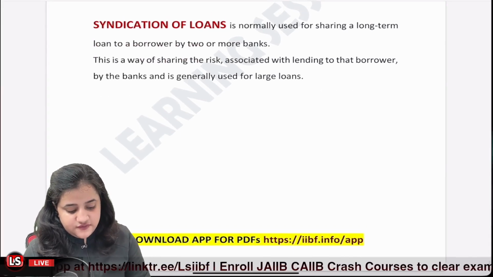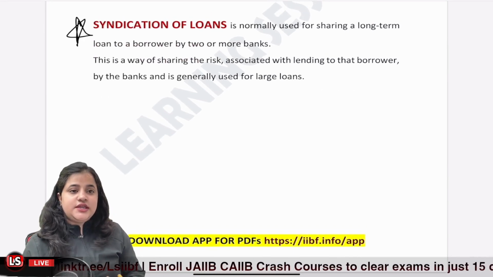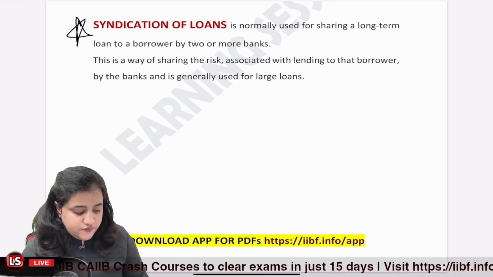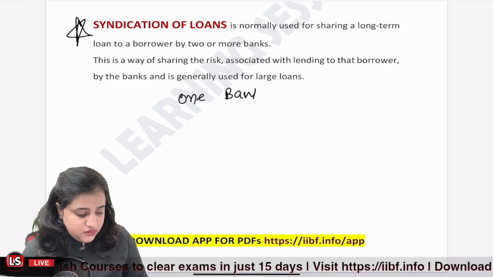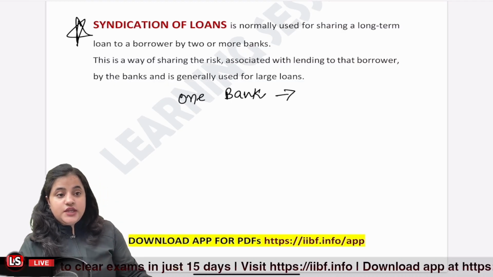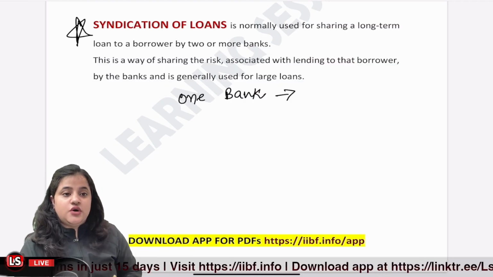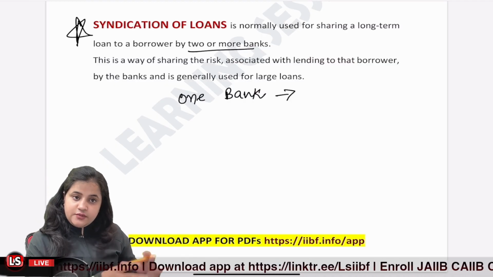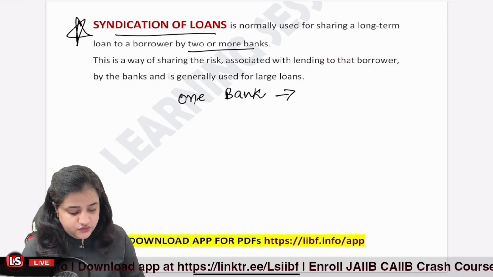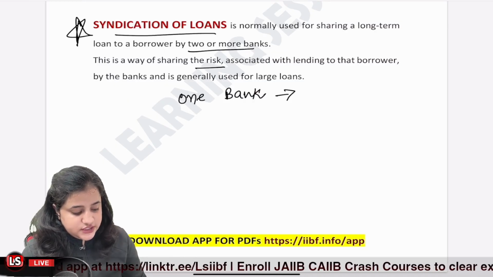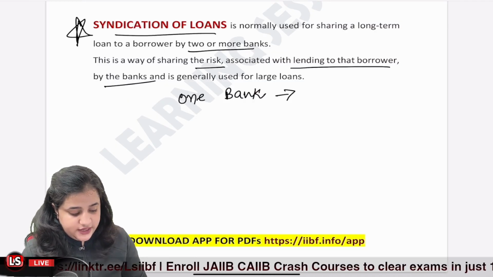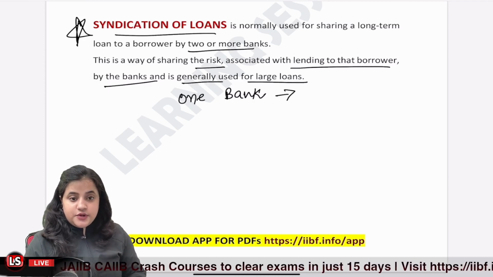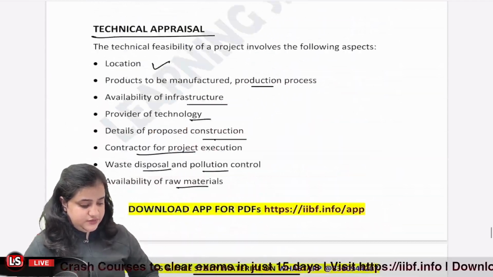Then at last we have syndication of loans. What is syndication of loan? When we need funds for a project, either we can take funds from one bank, but if that one bank is not willing to take such risk entirely on its own, we can get two or more banks to come together and fund our project, and that is called syndication of loan. This is a way of sharing the risk associated with lending to that borrower by the banks. It's generally used for large loans. And that was the entire chapter on capital investment decision.